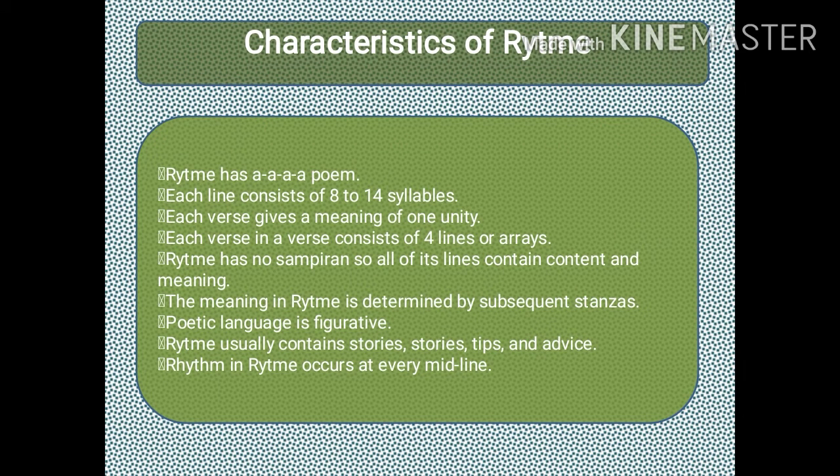Characteristics of rhyme. First, rhyme has a poem. Each line consists of 8 to 14 syllables. Each verse gives a meaning of one unity. Each verse consists of 4 lines of arrays. Rhyme has no separate parts, so all of its lines contain content and meaning. The meaning in rhyme is determined by subsequent stanzas. Poetic language is figurative. Rhyme usually contains stories, tips, and advice. Rhythm in rhyme occurs at every midline.